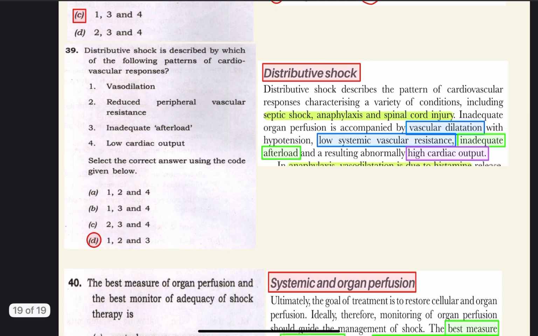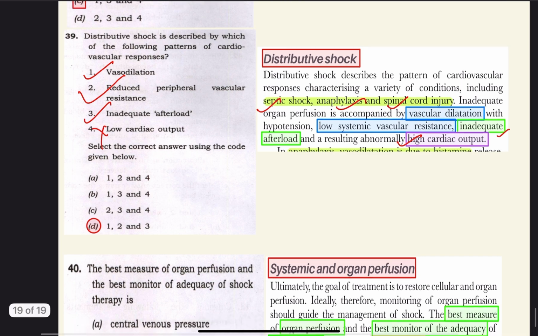Distributive shock is described by which of the following patterns of cardiovascular response? In Bailey they have given that it is seen mainly in septic shock, anaphylaxis, or spinal cord injury. So there is vascular dilatation, with low systemic vascular resistance. Yes, reduced peripheral vascular resistance, and there is inadequate afterload. Low cardiac output? No, this is high cardiac output. So option D is the answer.